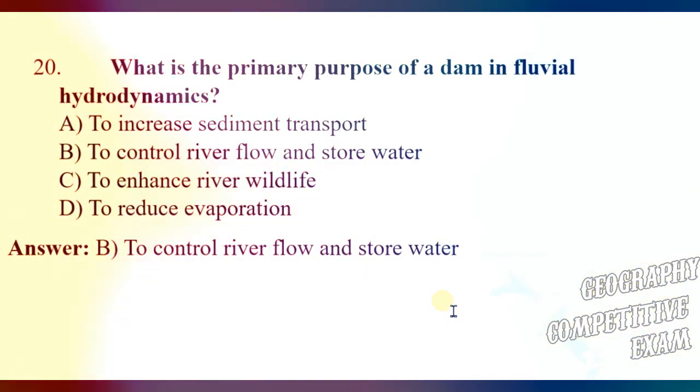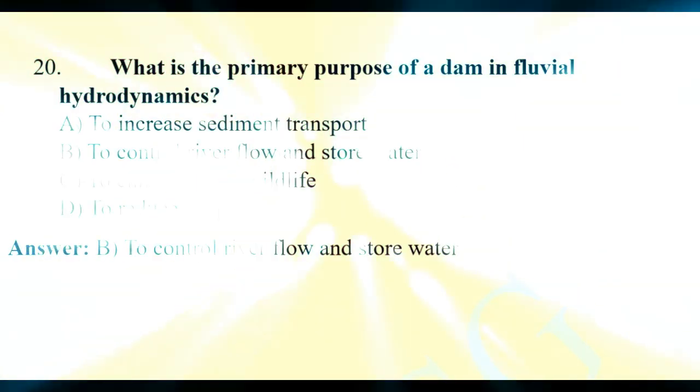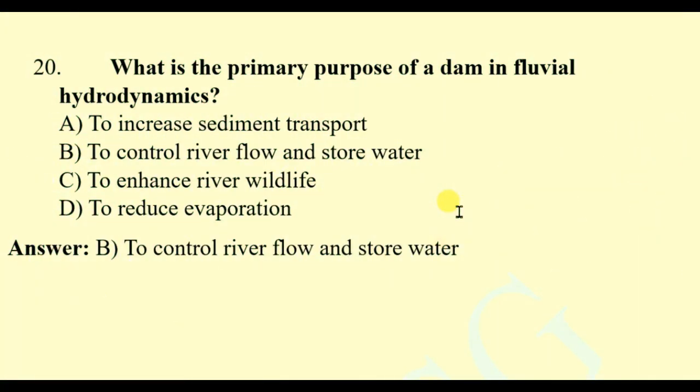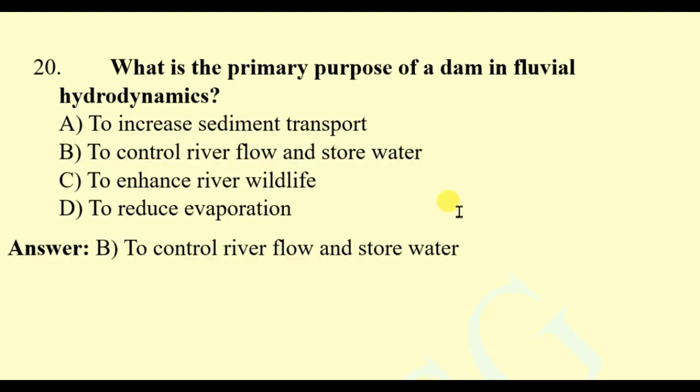Question number 20. What is the primary purpose of a dam in fluvial hydrodynamics? To increase sediment transport, to control river flow and store water, to enhance river wildlife, to reduce evaporation. Here the correct answer will be to control river flow and store water before the dam.